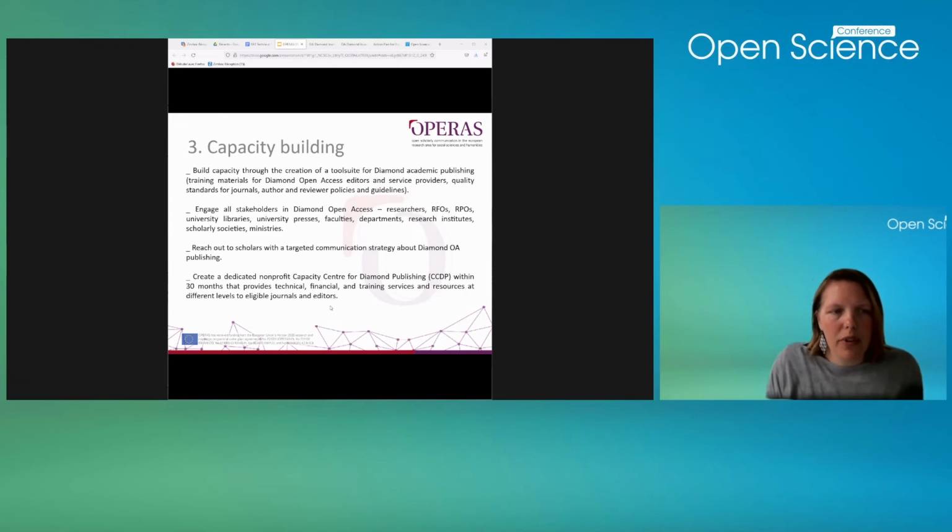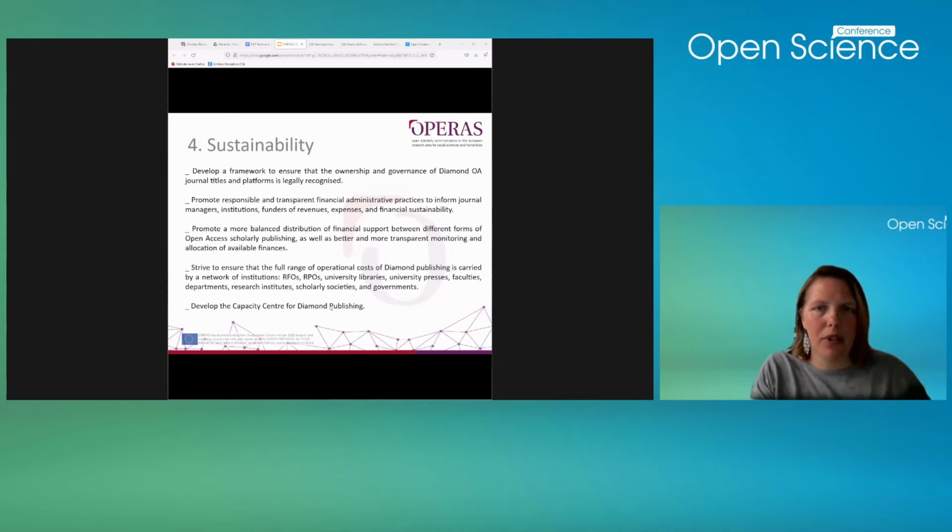Reaching out to scholars with a targeted communication strategy about Diamond Open Access publishing, and creating, I think this is the main point of the Diamond Open Access plan, but it has to be done with all the others, a dedicated non-profit capacity center for Diamond publishing within 30 months. So here we have a target in order to solve this issue, to provide technical, financial, and training services and resources at different levels. And the governance of this capacity center must be transparent and representative of the stakeholder community.